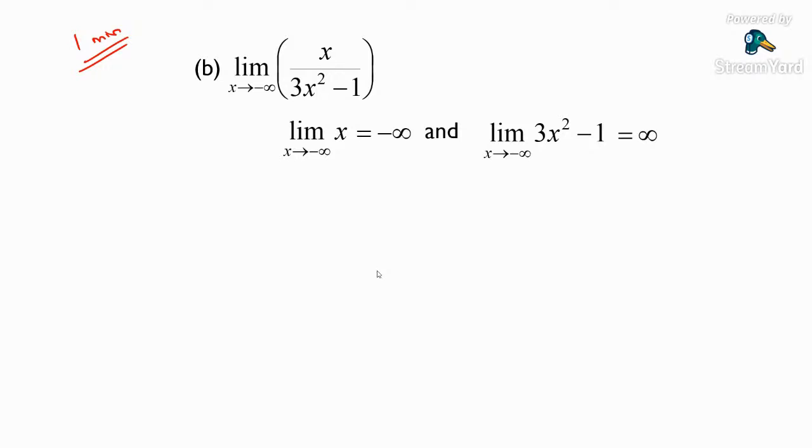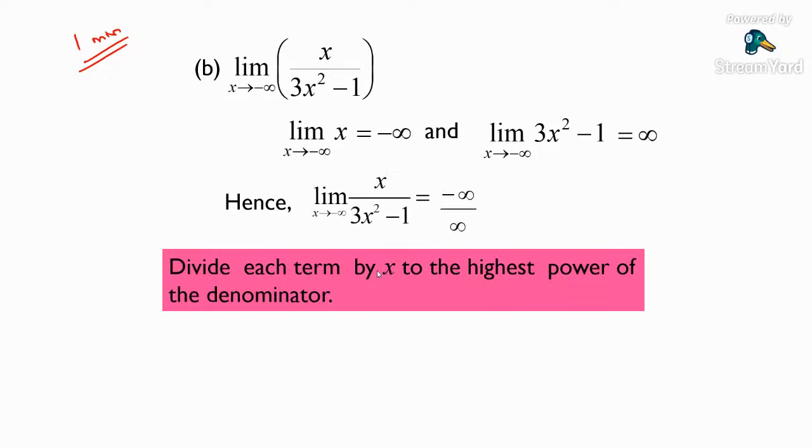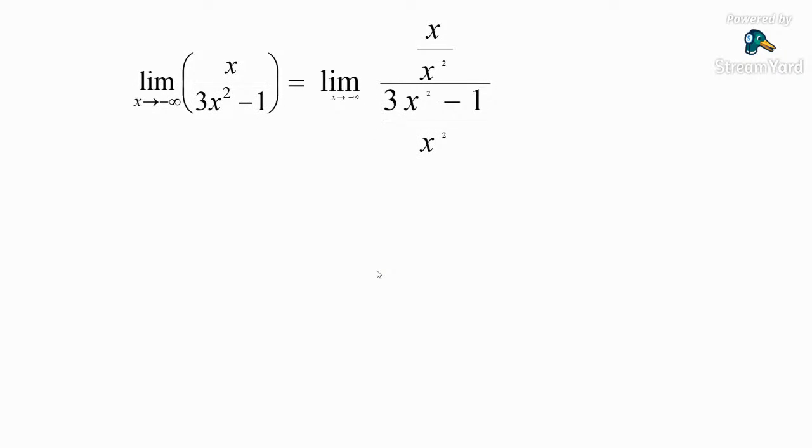It doesn't matter whether it is plus or minus infinity. So we are having infinity over infinity. So we got to divide with the highest power of the denominator. The highest power of the denominator is x squared. So we divide everything with x squared. So you are going to get the limit for x approaches negative infinity for x over x squared, just in case you couldn't see the square, and 3x squared minus 1 over x squared.